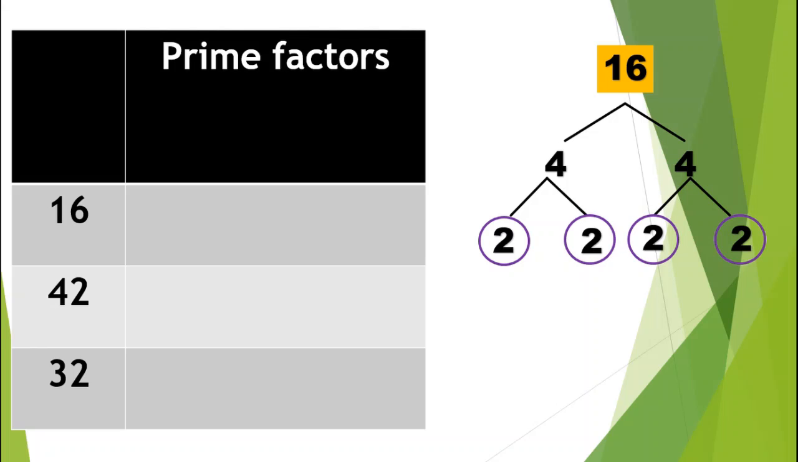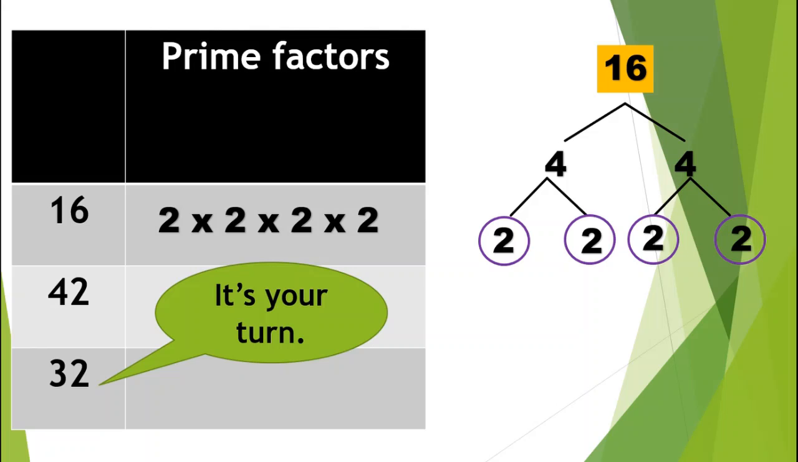Okay. Why did we encircle 2? Because no other numbers can we multiply to get 2 other than 1. So we can say that 2 is a prime number. So we can now say that the prime factorization of 16 is 2 times 2 times 2 times 2.